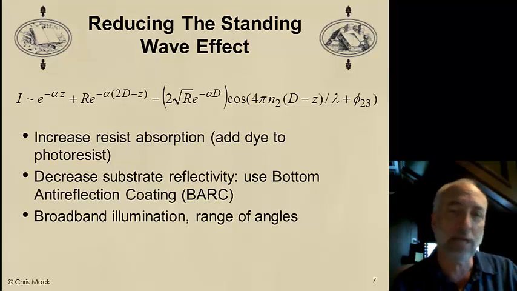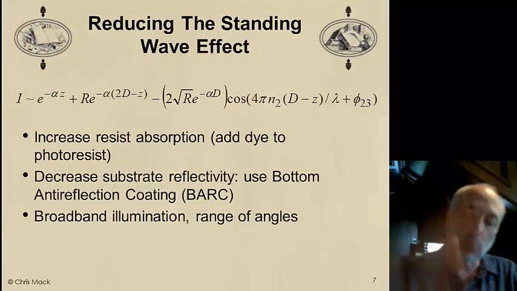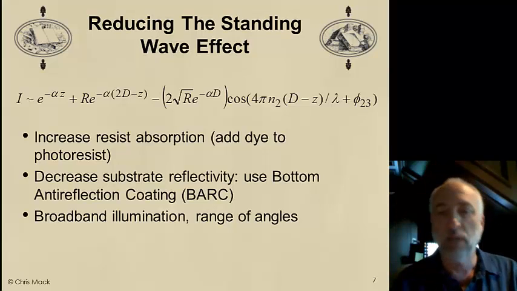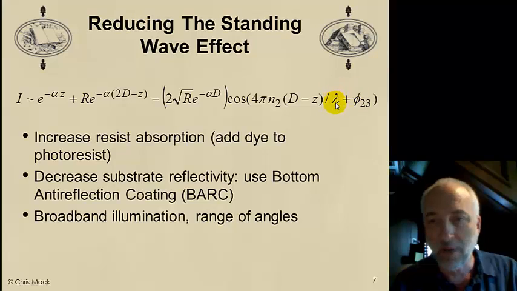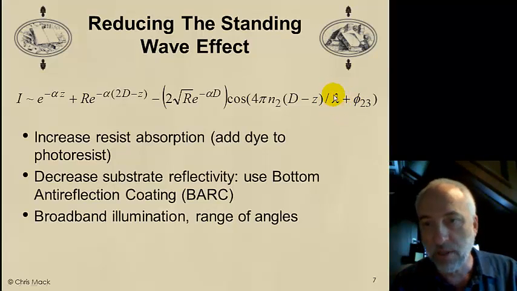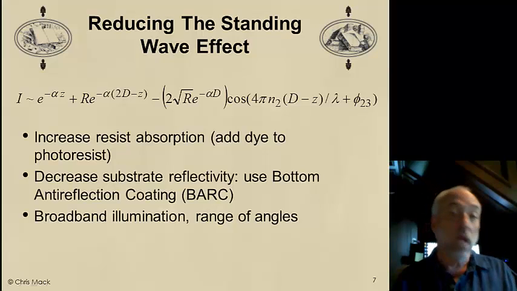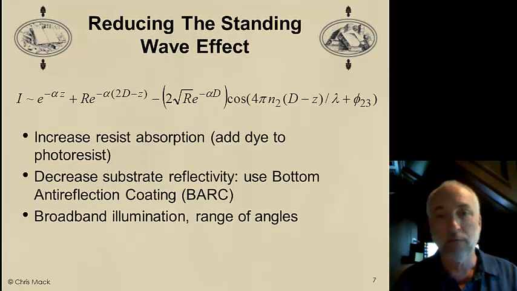We haven't talked about angles. This equation was derived assuming normally incident light. But let's talk about wavelengths. We recall that the period was lambda over 2 times the refractive index. If I use a range of wavelengths, I get a range of periods.